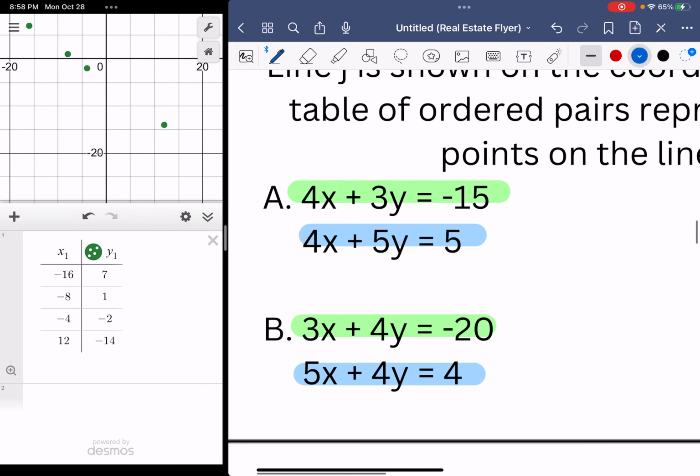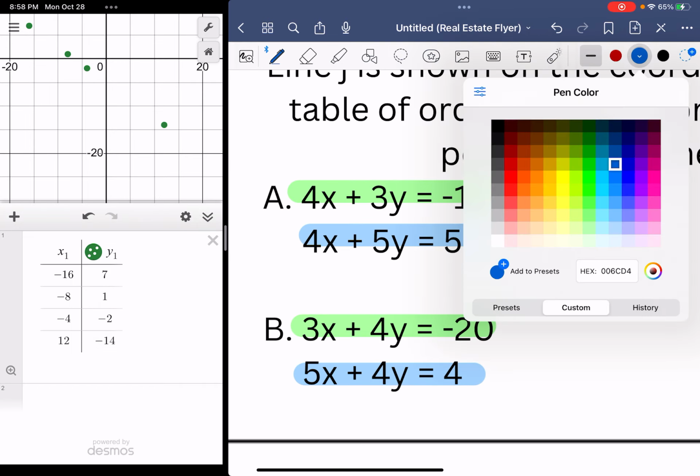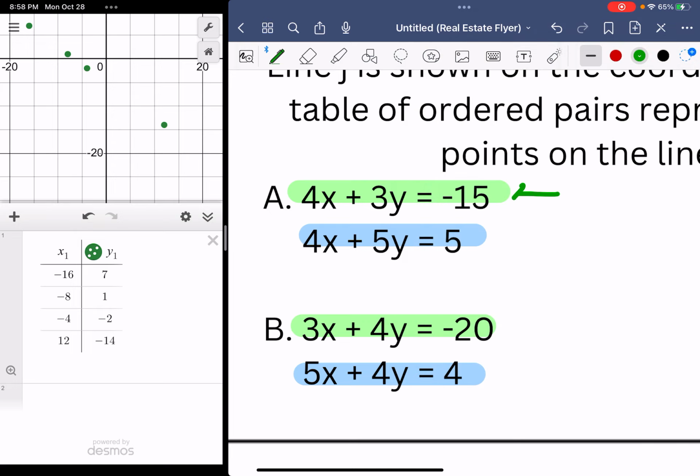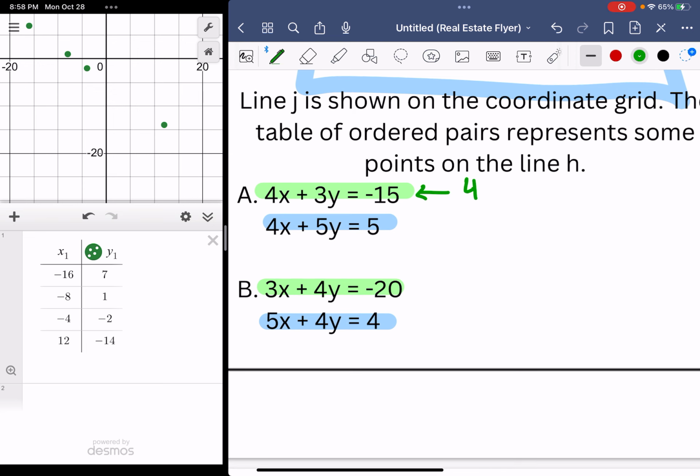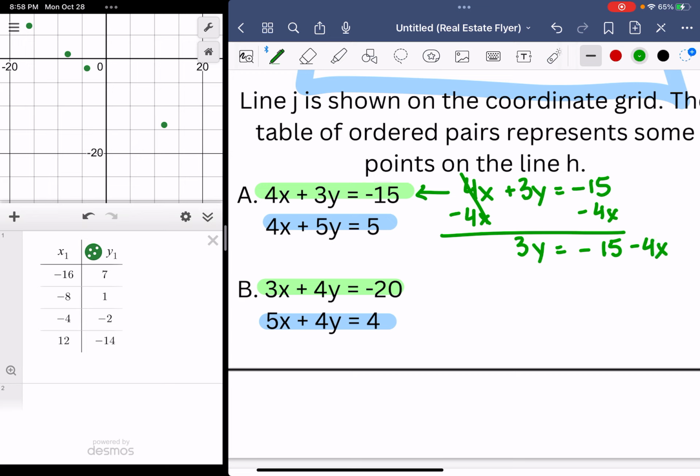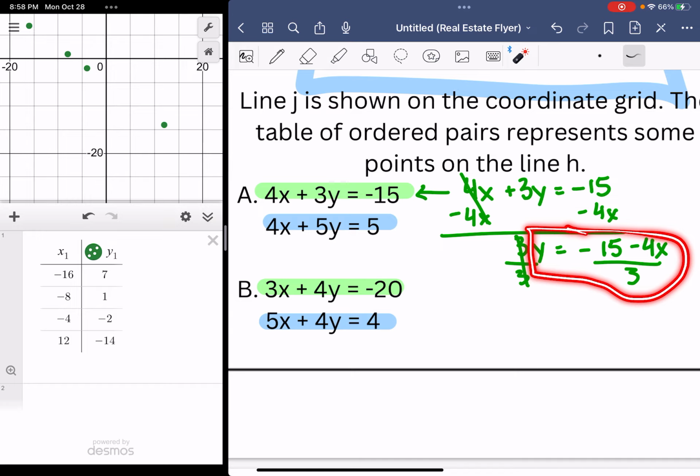So I'm going to check equation A. Equation A is not ready to be put into Desmos yet. I'm going to go ahead and convert. 4x plus 3y equals negative 15. Subtract 4x on both sides. Going quickly because we've already done this a couple times in the review. Negative 15 minus 4x, divide by 3. Okay, now I'm going to plug that into Desmos and see if it matches the table that I put in.